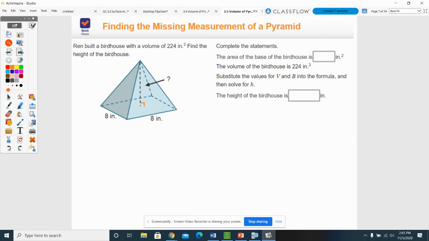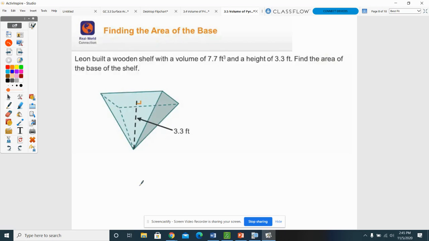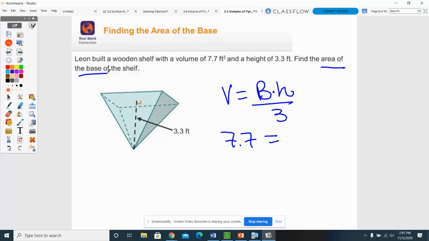Okay, moving on. This time it's an upside down pyramid, but that's going to be okay. He built a wooden shelf with a volume of 7.7, and the height is this. This time we're going to find the area of the base. So volume is big B times H divided by 3. The volume is 7.7. Area of the base is the same thing as big B. That's what we're looking for. I do know what the height is. The height is 3.3. We will then divide by 3.